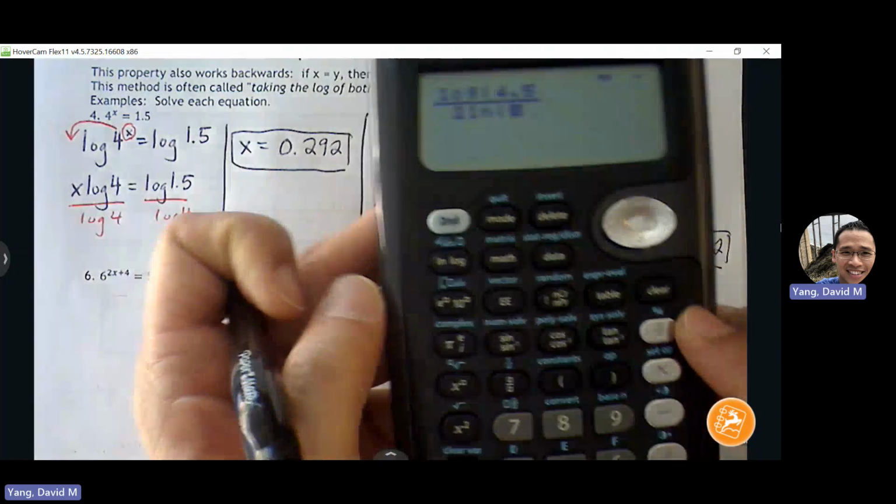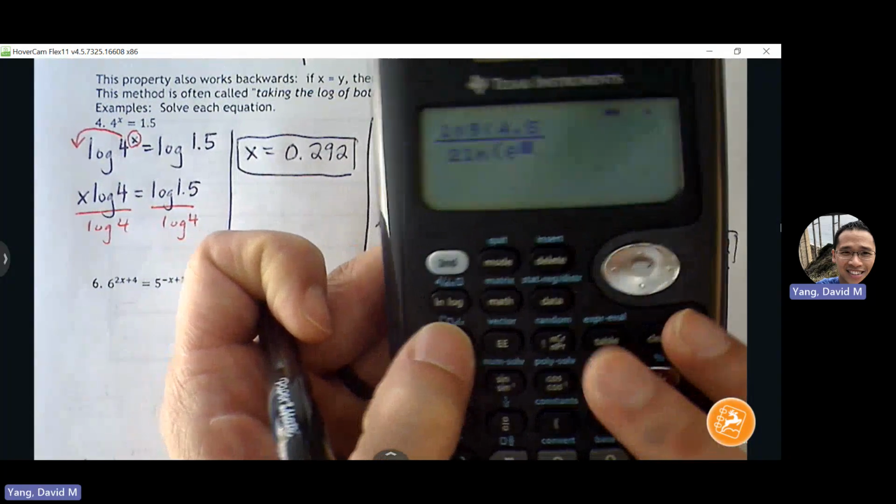Now to get to the e button, you can just hit e to the first power. And that's the same thing.